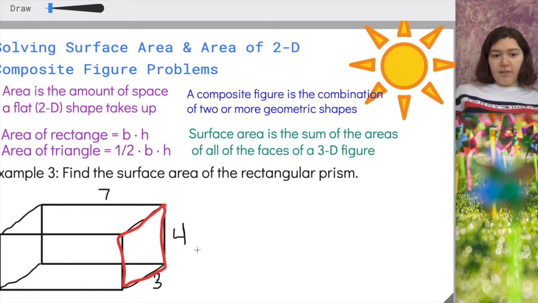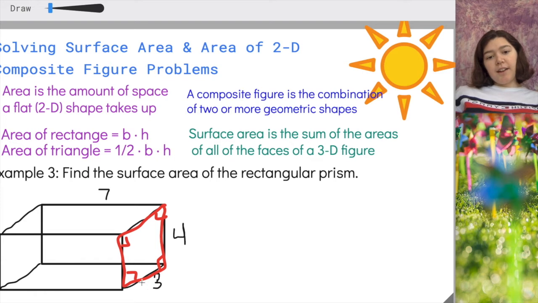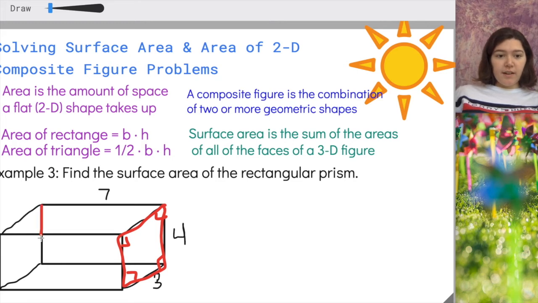This is a rectangle. It's drawn 3-dimensionally, so it doesn't look as much like a rectangle, but we're told it's a rectangular prism, so it's a rectangle. And we have a base of 3 and a height of 4. Okay, so I can easily find the area of that. The area is going to be equal to base times height, so 3 times 4. Okay, so this is going to have an area of 12. There's one other face that's the exact same as that, has the same dimensions. It's the one that's across from it.